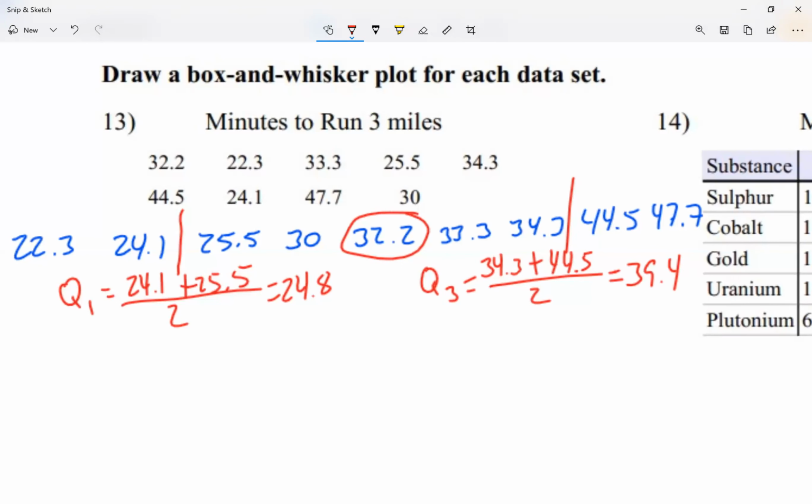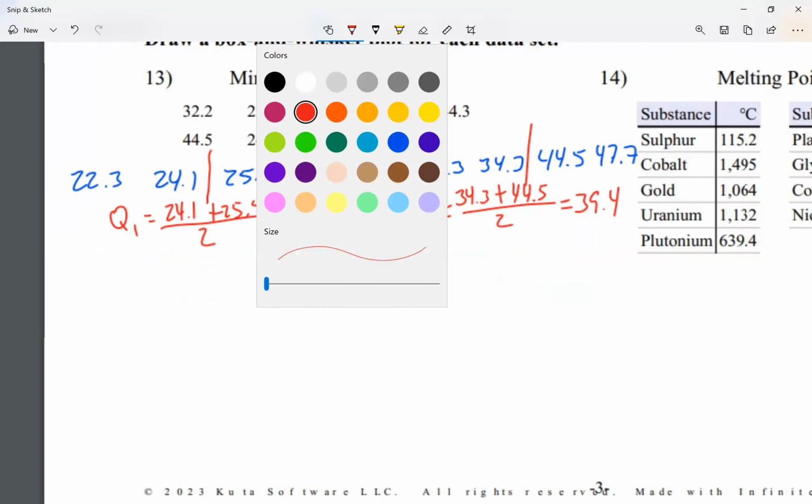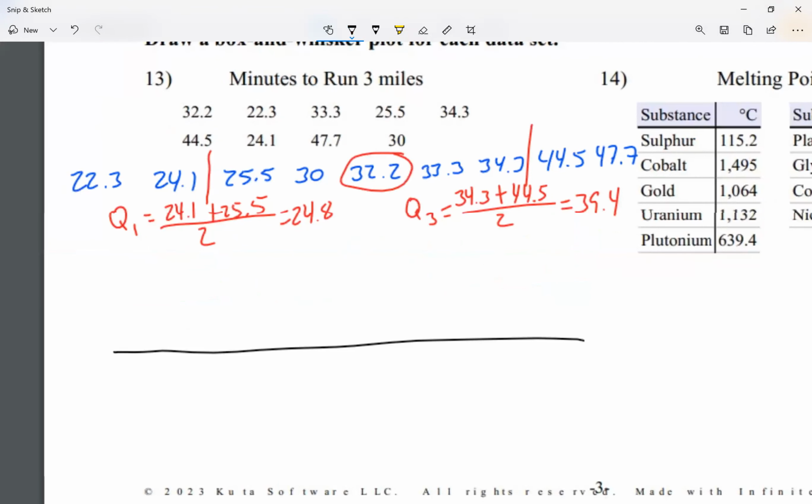Okay. Now, let me get a number line. Now, some of you might be like, whoa, Mr. Lenzo, how am I going to draw a number line? I'm going to give this homework to you as a multiple choice. I'm going to do a number line. I see my smallest number on the list. What's the smallest number on the list? 22.3.